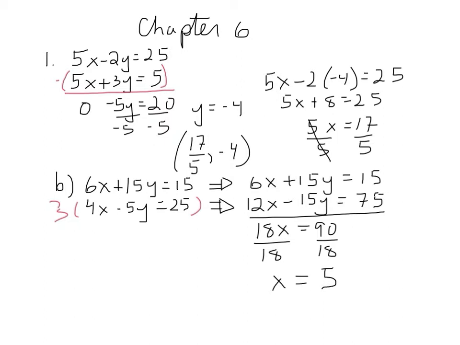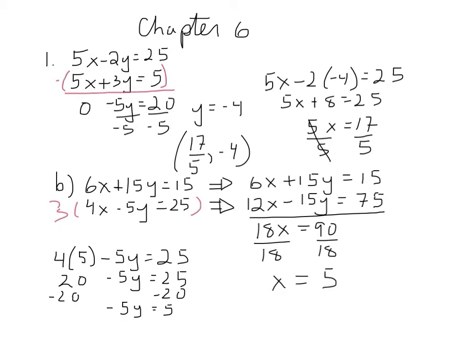We plug 5 back into one of the other equations. You see the work done there on the left, and we divide each side by negative 5, and we find that y equals negative 1, and there's our intersection point.